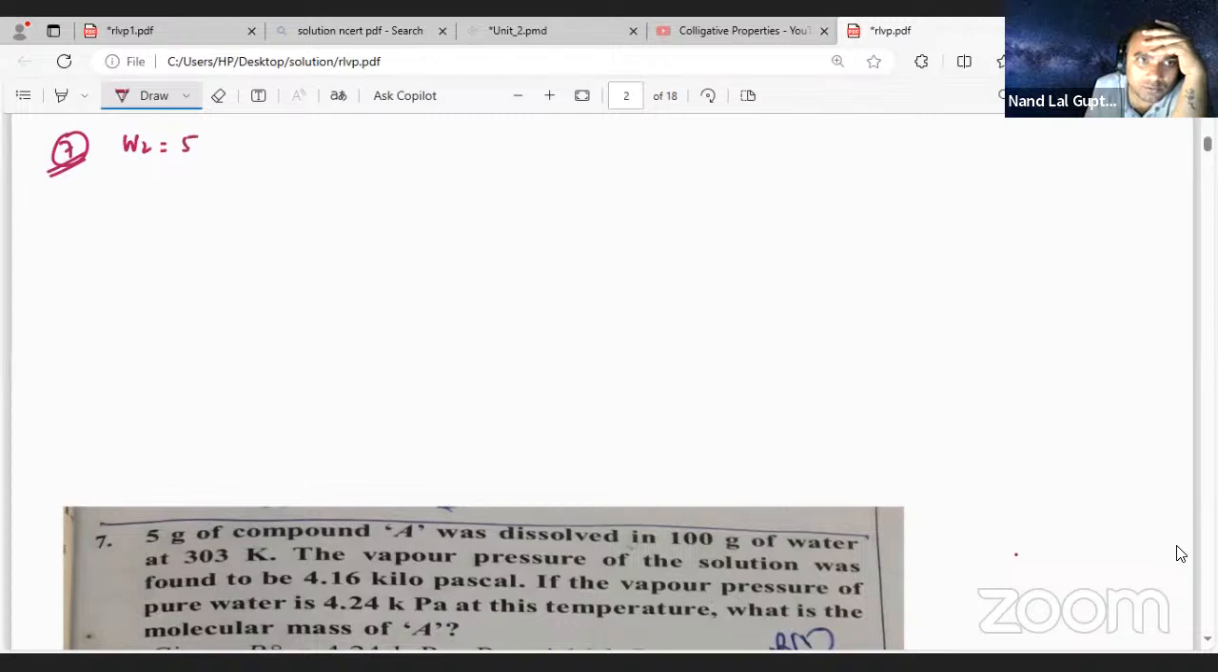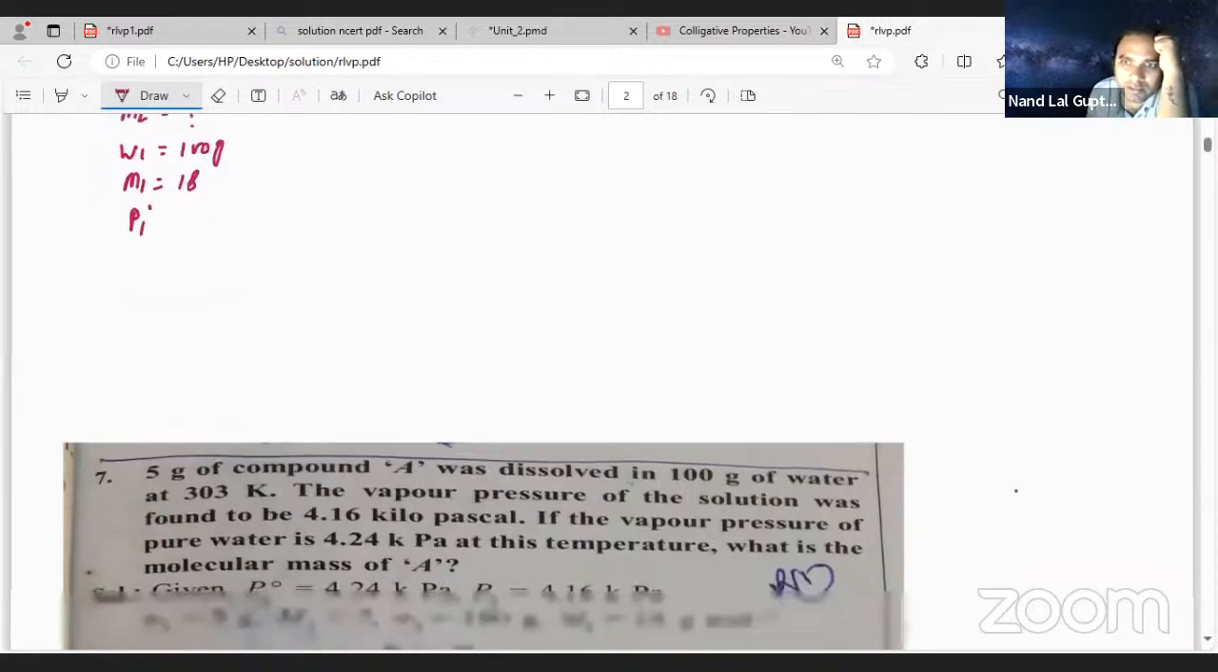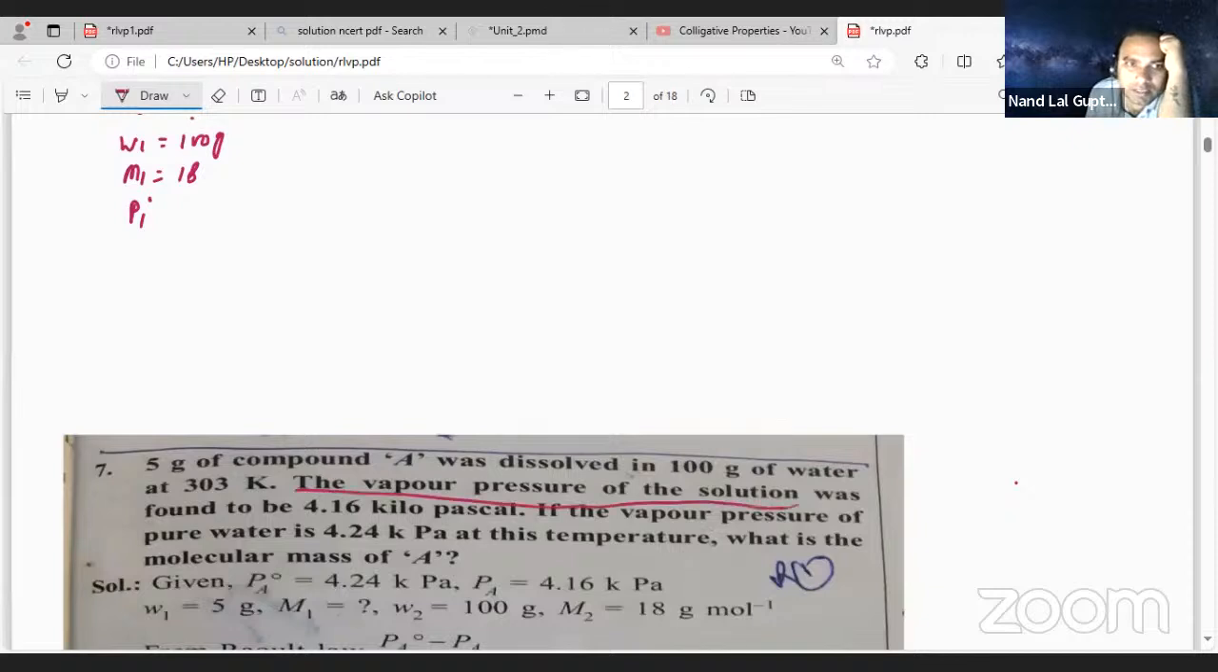W2 is equal to how many? 5 gram. A compound dissolved in 100 gram water. M2 they are asking. W1 how much there? 100 gram. M1 how much there? That is 18 gram. P1 naught, here you see little bit. They are saying the vapor pressure of the solution was found to be 4.16. P1 is equal to 4.16 kilopascal at the same temperature. If the vapor pressure of pure water is 4.26, P1 naught is 4.26. What is the molar mass of? That is M2 they are asking.